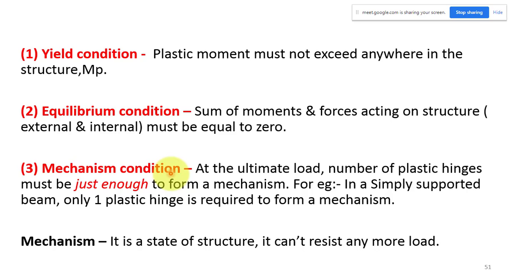And to form the mechanism, as we have discussed already, there should be enough plastic hinges, equal to r plus 1, where r is the degree of static indeterminacy of your structure. That is when we are considering the structure as a whole. In that case, to form the mechanism, there should be r plus 1 plastic hinges. The meaning of mechanism is that it is a state of the structure where it cannot resist any further loading. So that indicates the failure condition.